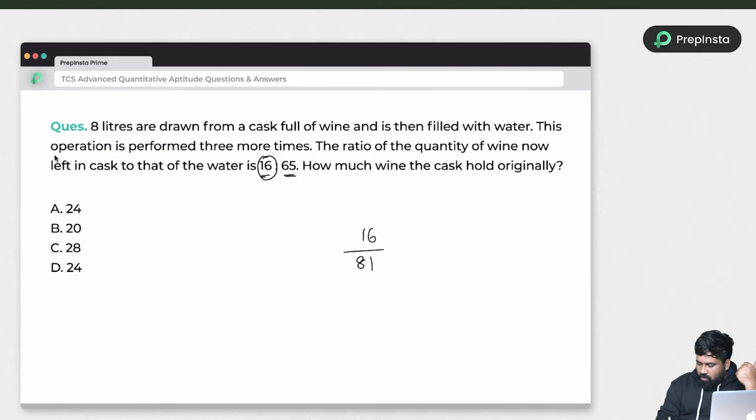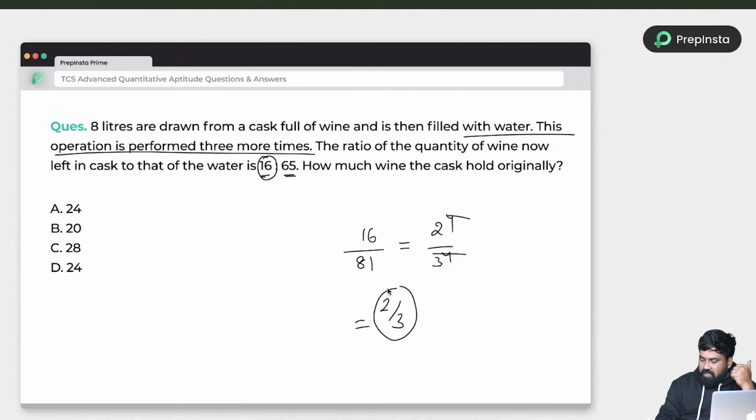So first they will see how many times the operation was performed: 4 times. So write it in powers of 4. 2 power 4, 3 power 4, 2 by 3. Then they will equalize this ratio to 1 minus r by m whole power. That's it. And they will get the answer.